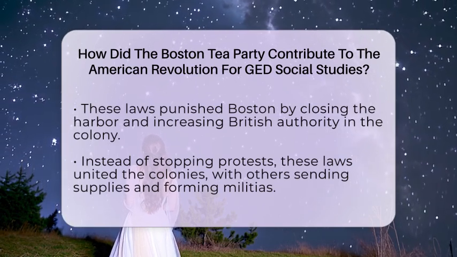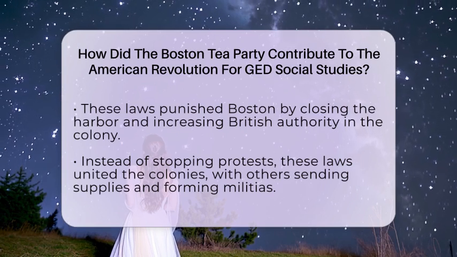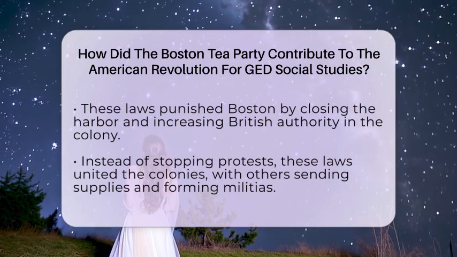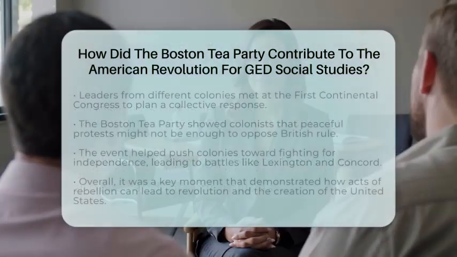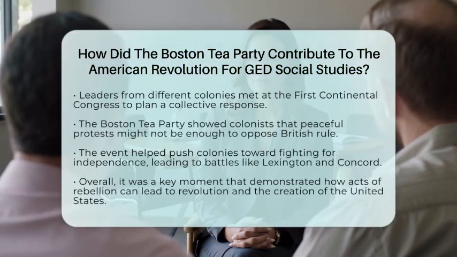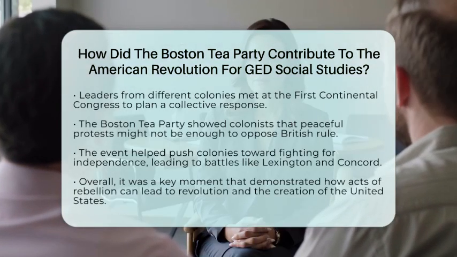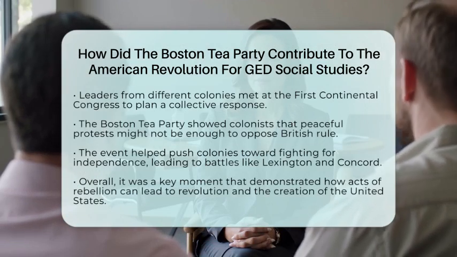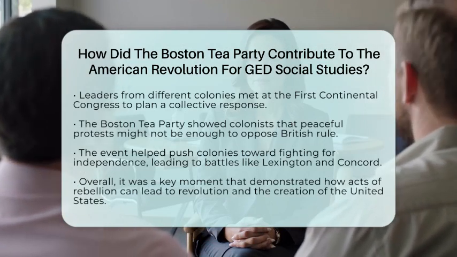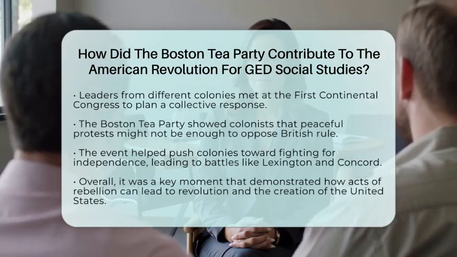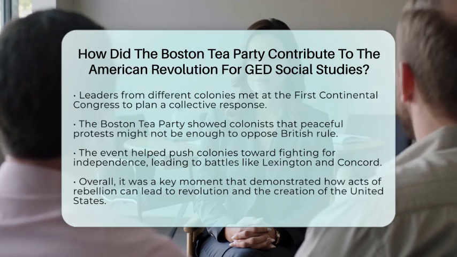The Boston Tea Party showed the colonists that peaceful protests might not be enough. They realized they needed to stand up for their rights more strongly. This event helped push the colonies toward fighting for independence. The clashes at Lexington and Concord in 1775 marked the start of the American Revolution.